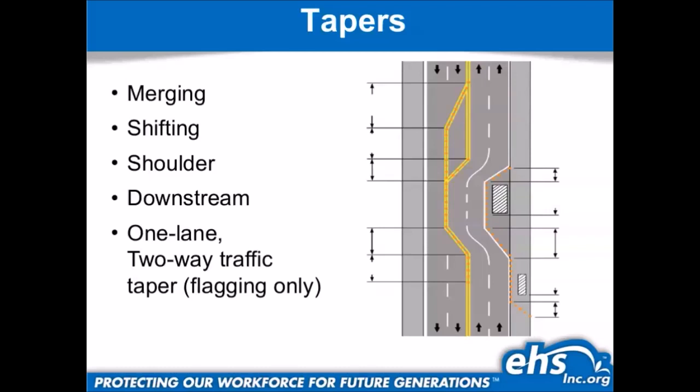Shoulder taper is pretty simple to understand. You're closing out the shoulder, okay? And those are shorter tapers because shoulders are not intended to be driven through. I'm sure at some point you guys have seen someone drive through a shoulder, but it's not for that purpose. Downstream taper, 50 to 100. Downstream taper is the taper that signals the end of the work zone.